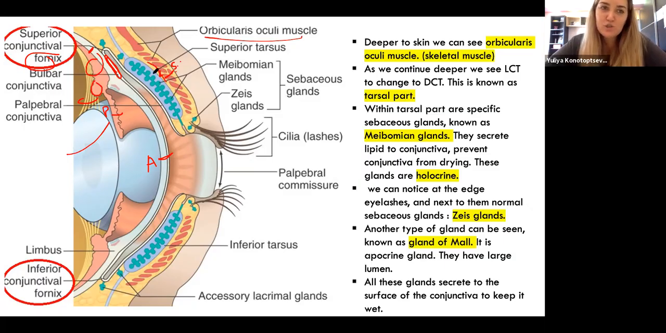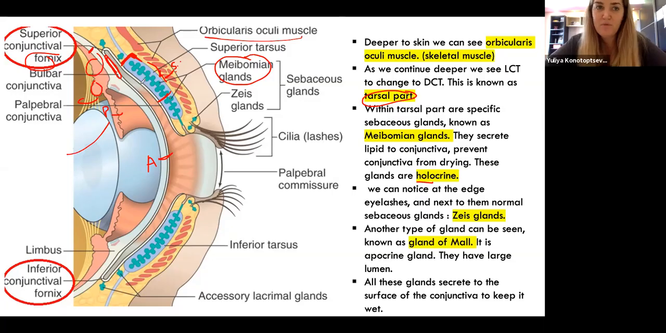And then suddenly this loose connective tissue becomes dense. Within dense connective tissue has a name. It's called the tarsal part. So this area right here, this is known as the tarsal part. Within the tarsal part, you have a very special sebaceous gland. It's huge. So inside of the tarsal part of the eyelid, there's a huge sebaceous gland, which is called the meibomian gland. It is a sebaceous gland, so its type of secretion is holocrine.